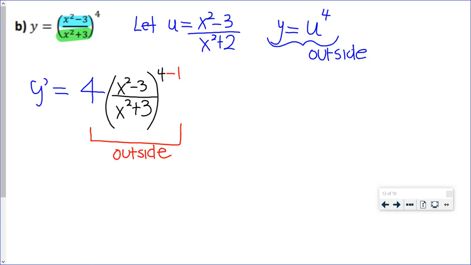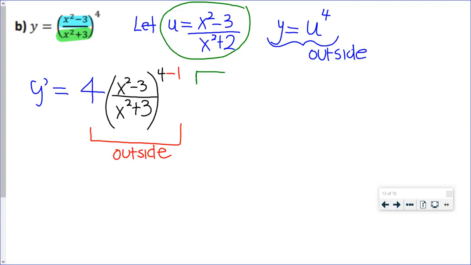But now I have to take the derivative of the inside. Taking the derivative of the inside means simplifying this function. Okay, obviously that's going to be a little bit more complicated. I'm going to take it step by step.